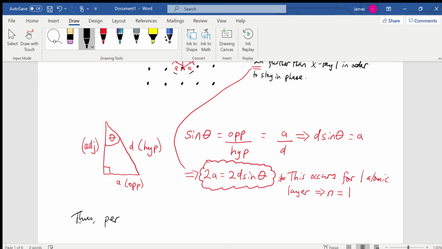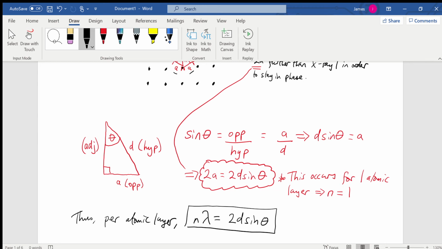Okay, thus per layer, or per atomic layer, there is a whole number of wavelengths. It has to be a whole number because anything less and you'd have interference patterns that would slowly over time lose the phase of the two X-rays. So we need a whole number of wavelengths equal to that extra distance, which is equal to 2d sine theta. So this is Bragg's law.